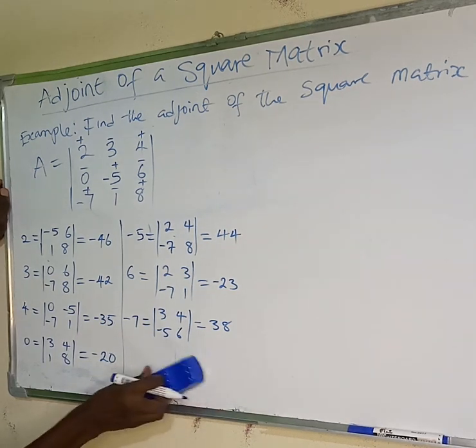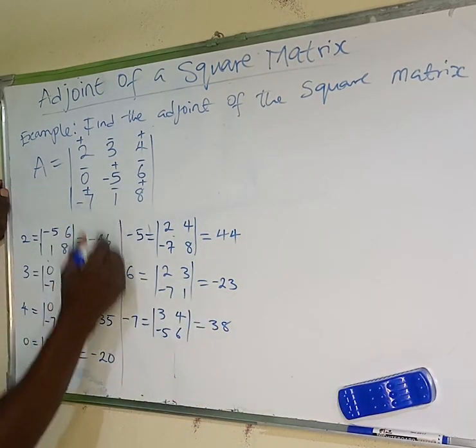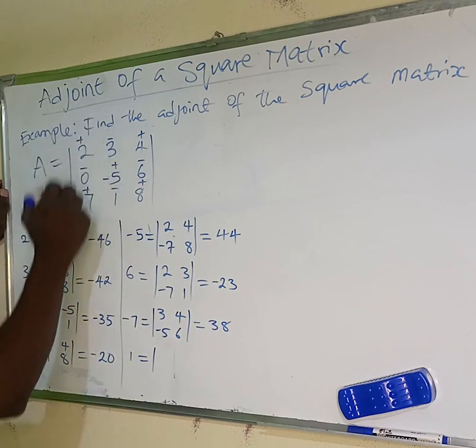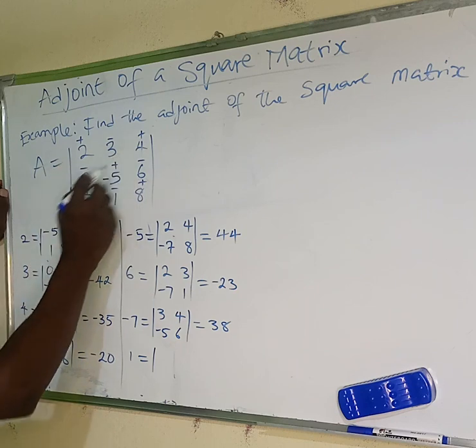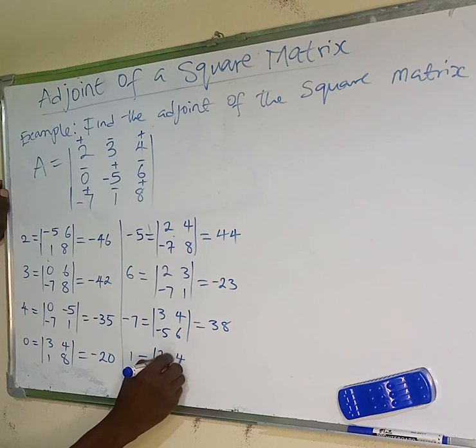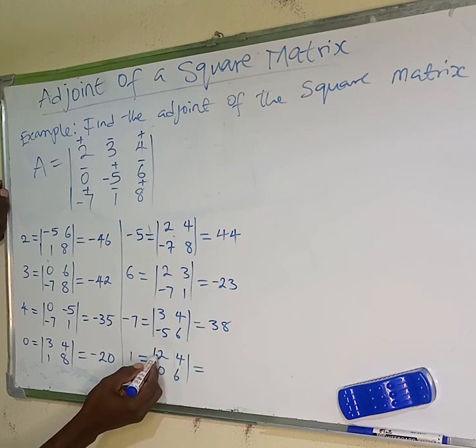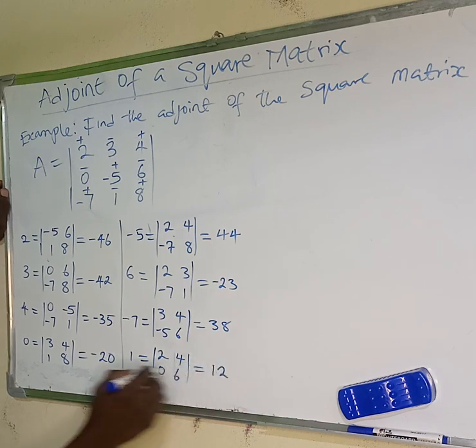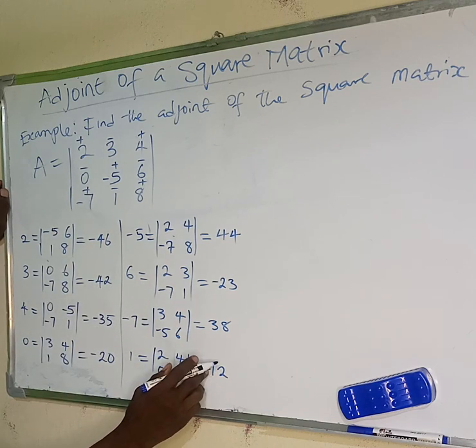All right. So the next one is 1. If we eliminate all the numbers in row and column of 1, we are going to get 2, 4, 0, 6. This will give us 2 multiply 6 is 12. So 12 minus 0 times 4 is 0. So 12 minus 0 is 12. Now this is 12. What is the place value sign for 1? It's negative. So we're going to have negative 12. I hope that's clear.